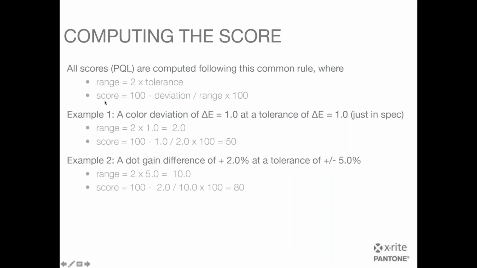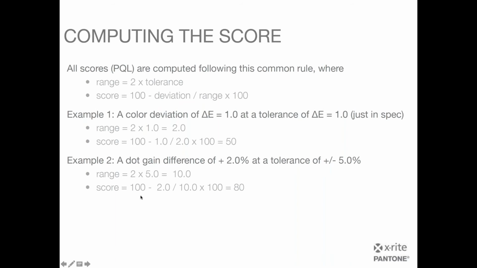Our math is the score is calculated by 100 minus the deviation divided by the range, times 100. So for instance, if I have a color deviation of a delta E of 1 and my tolerance is 1, the range is 2 times the tolerance, so 2 times 1 gives us a 2. My delta E was 1. So my math is 100 minus 1 divided by 2, which is the deviation divided by the range, times 100. So this equals 0.5 times 100 equals 50. That's why a 50 is just within tolerance.